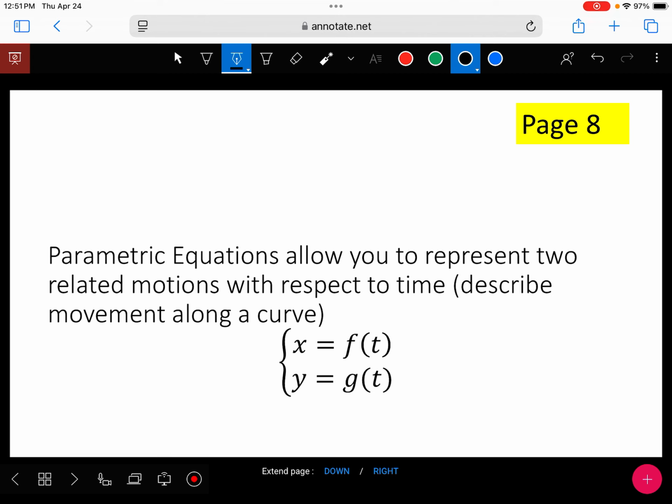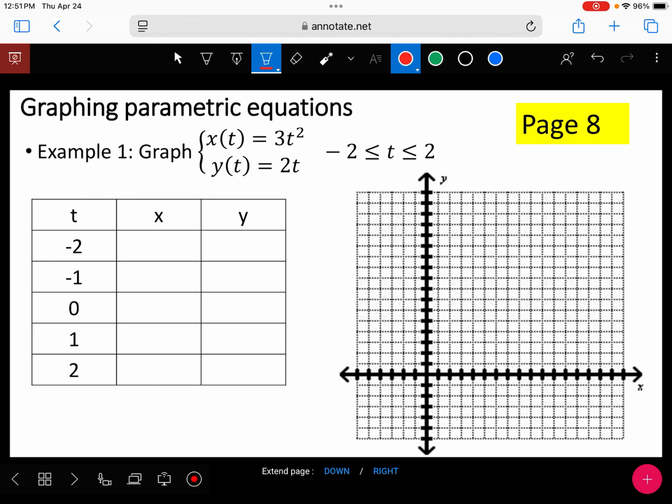Okay, so what is a parametric equation? It allows you to represent related motions. It allows you to represent two related motions with respect to time. And we have to describe the movement along the curve. So how do we do that? So let's look at this equation here.